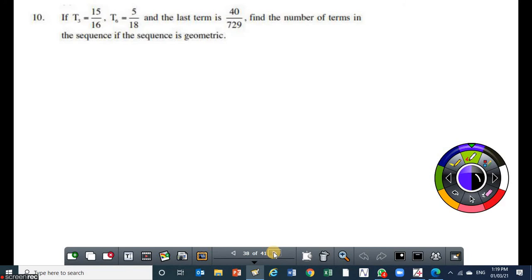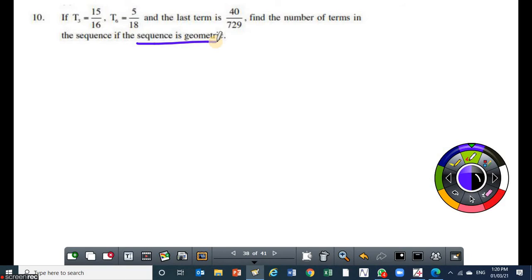Now this question says if T3 is equal to 15 over 16, T6 is equal to 5 over 18, and the last term is 40 over 729, find the number of terms in the sequence if the sequence is geometric. If you are talking about a geometric sequence, you need to know that T1 is equal to a, there is a common ratio r, which is equal to T2 over T1 or T3 over T2, T4 over T3, and so on.